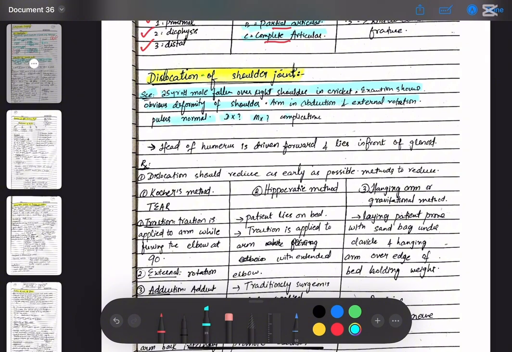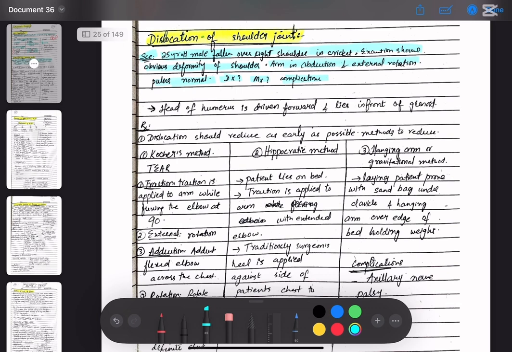For example, if there is a player who fell over the right shoulder and there is deformity of the shoulder, what is the diagnosis? Obviously it is dislocation of the shoulder joint because he has fallen over the shoulder. Now what is the management for shoulder joint dislocation? Remember this, that it is easy to diagnose the orthopedic surgery scenario. The main thing is how you will manage the case.